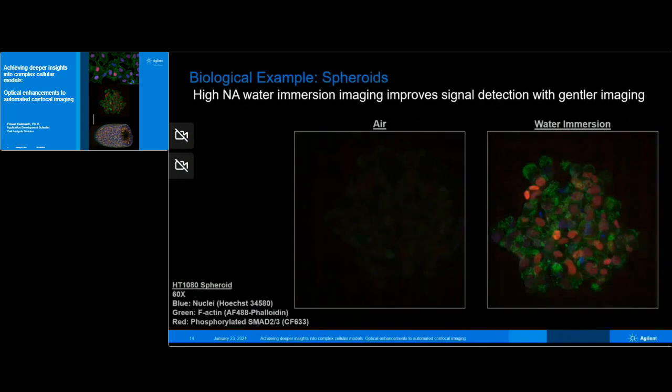Now here's another example using HCT1080 spheroids, a thicker biological sample, where water immersion collects more light at gentler imaging settings compared to air.